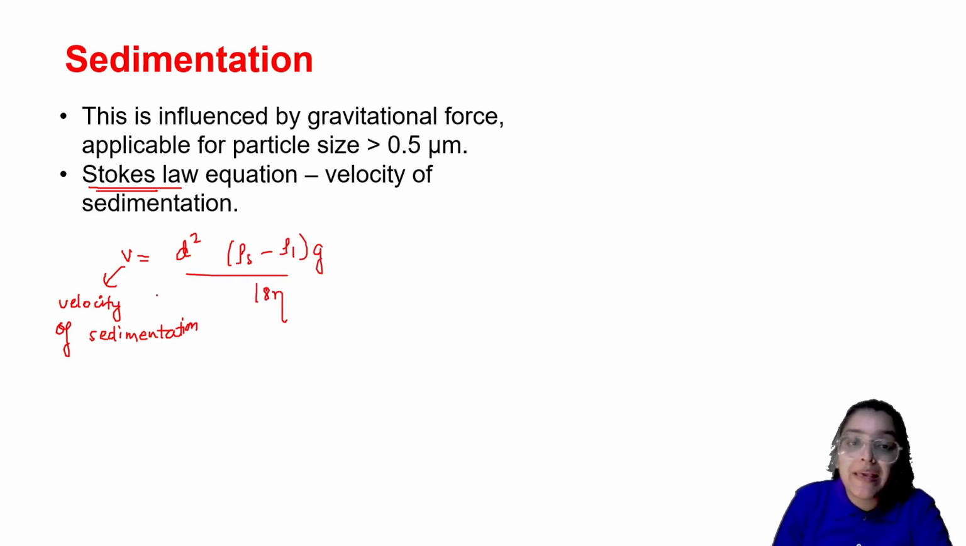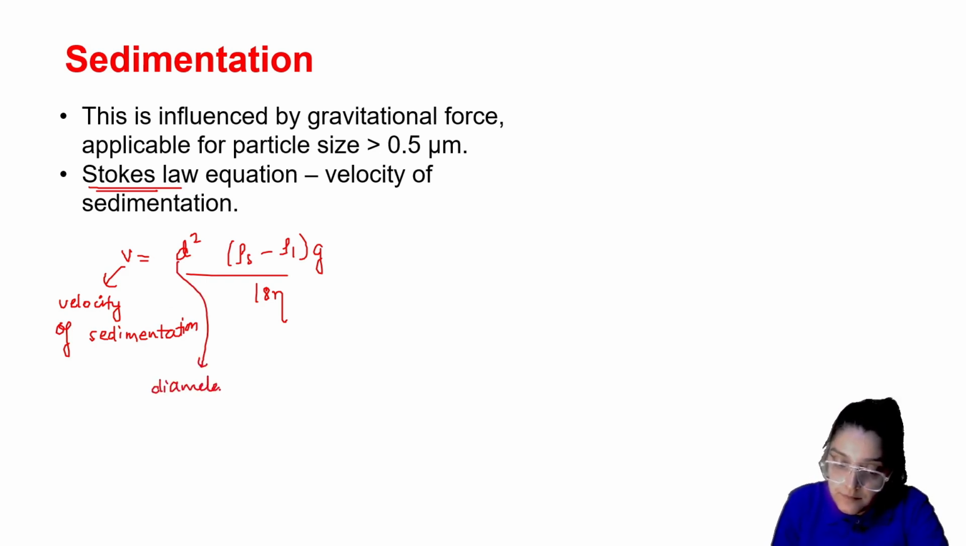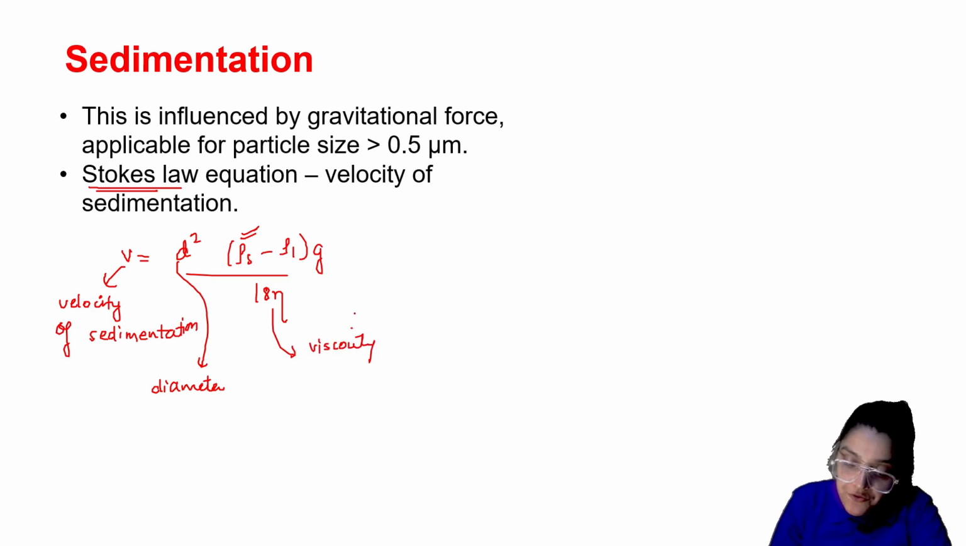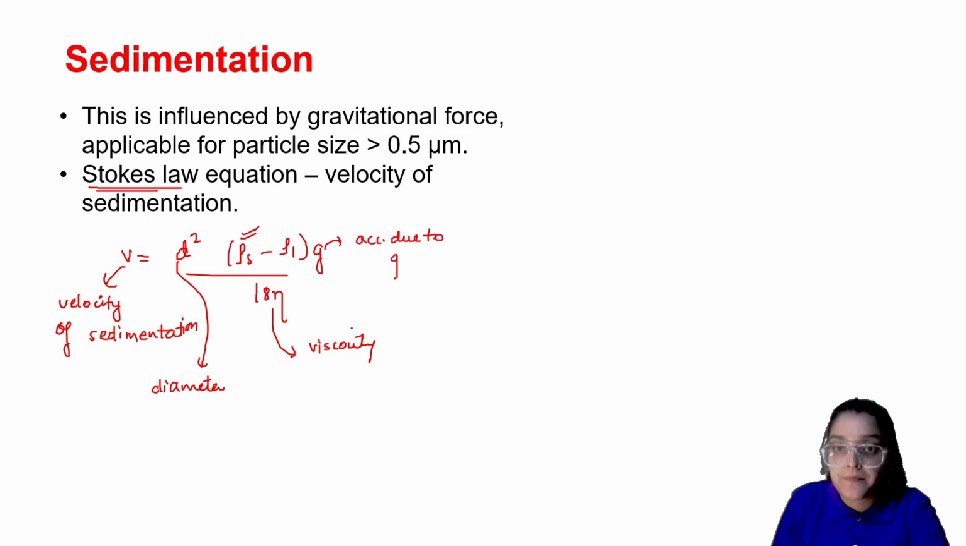Now this V is the velocity of sedimentation of a spherical particle which has the diameter d, density rho as mentioned, and viscosity eta. Obviously that is under the influence of gravity. g is the acceleration due to gravity.